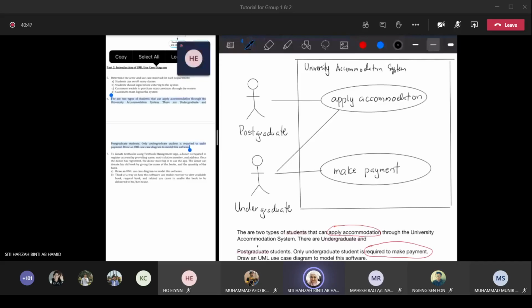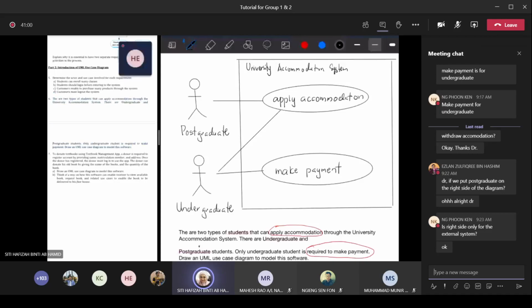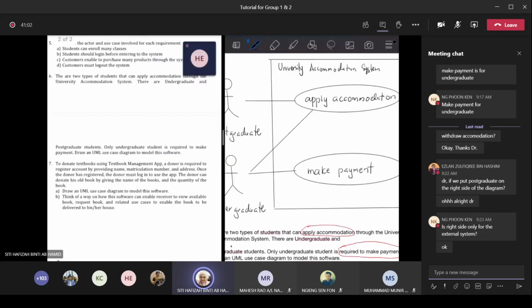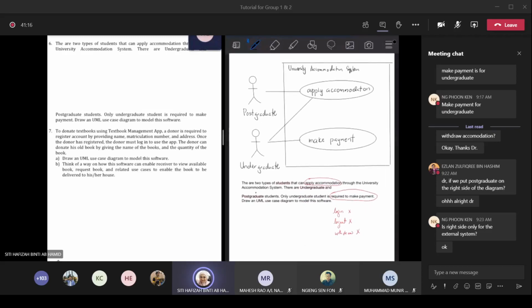Any other question? Okay. All right. So next will be the next question, the 7-1. Has anyone done this? Textbook management app. Can you please do this and then share with me? I want to see whether you understand or not.